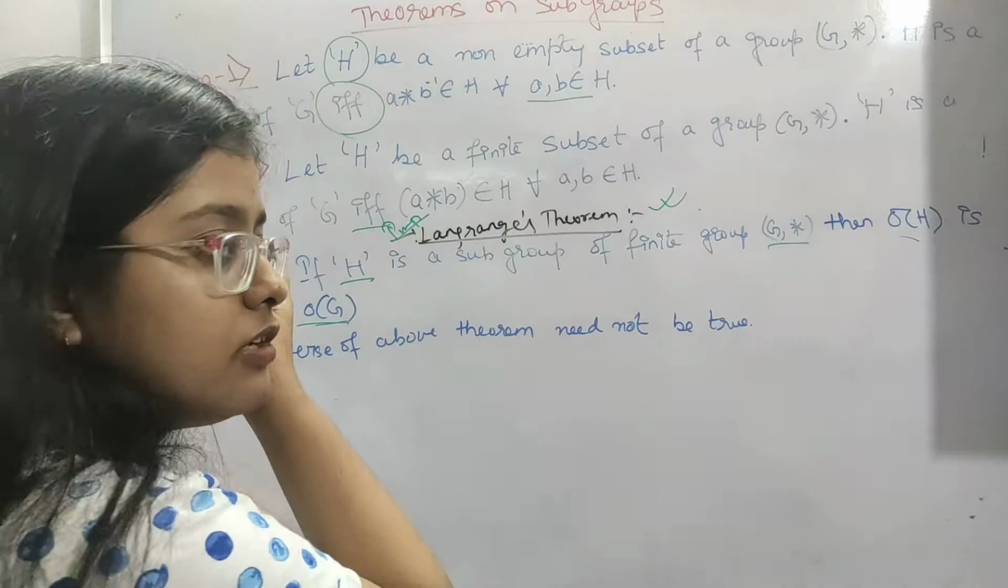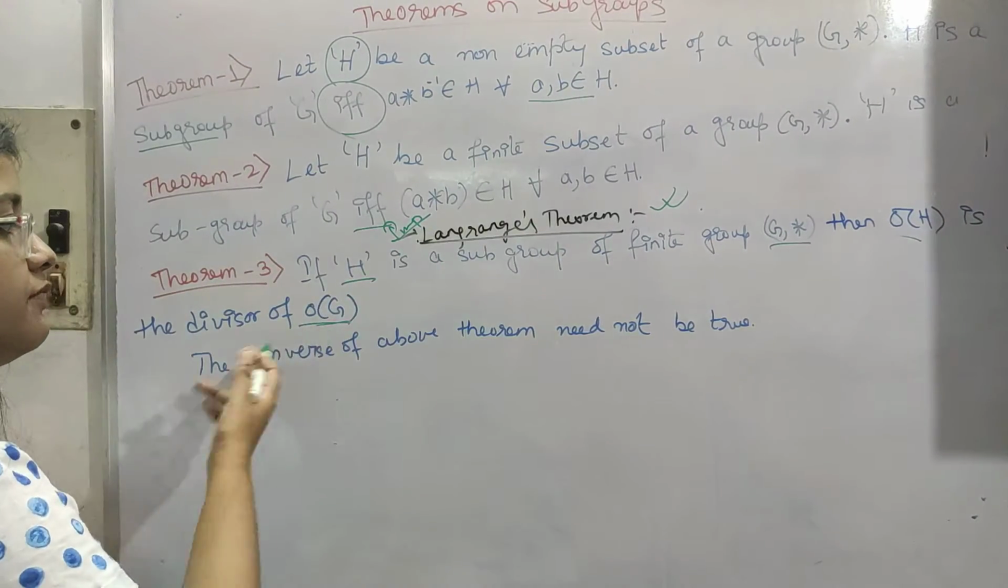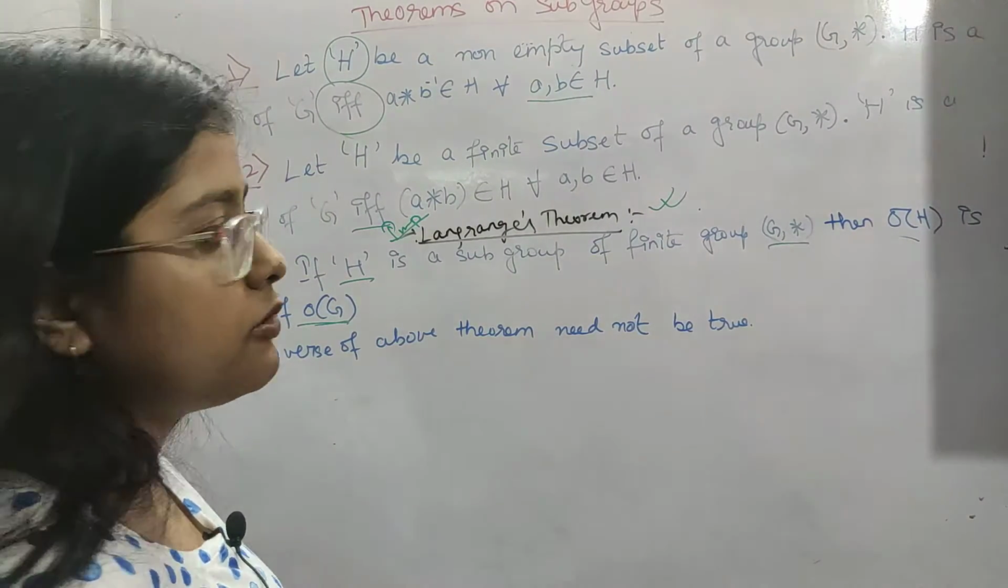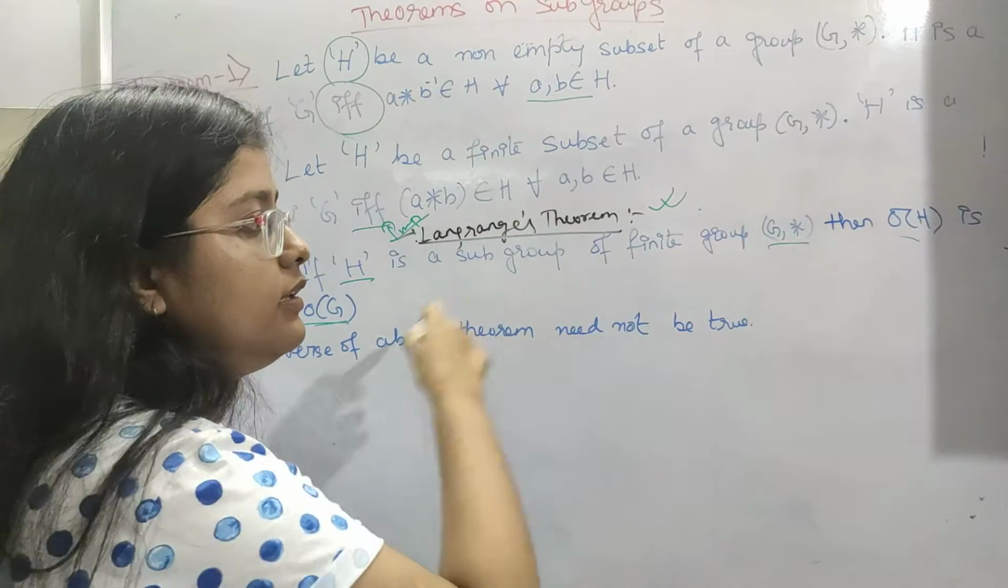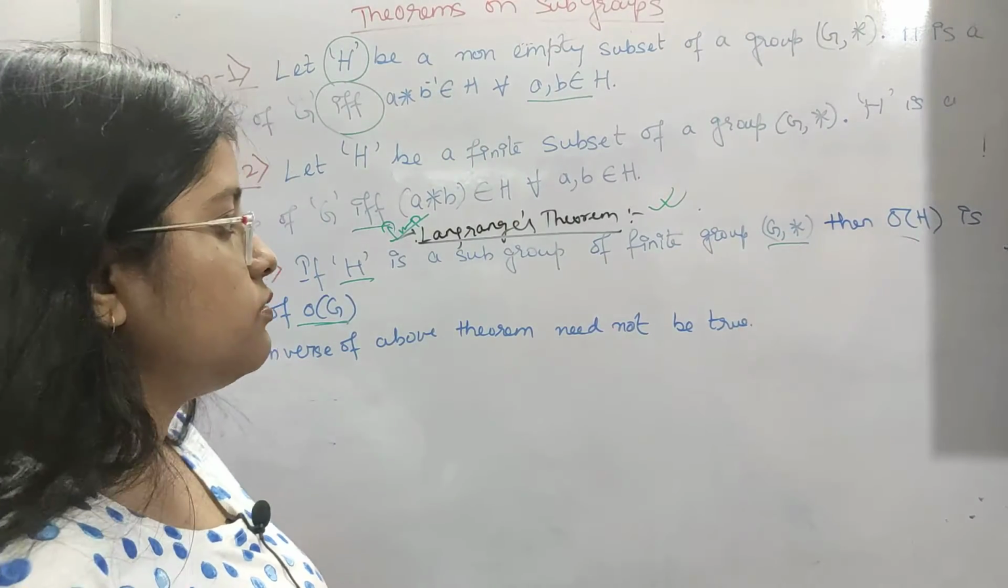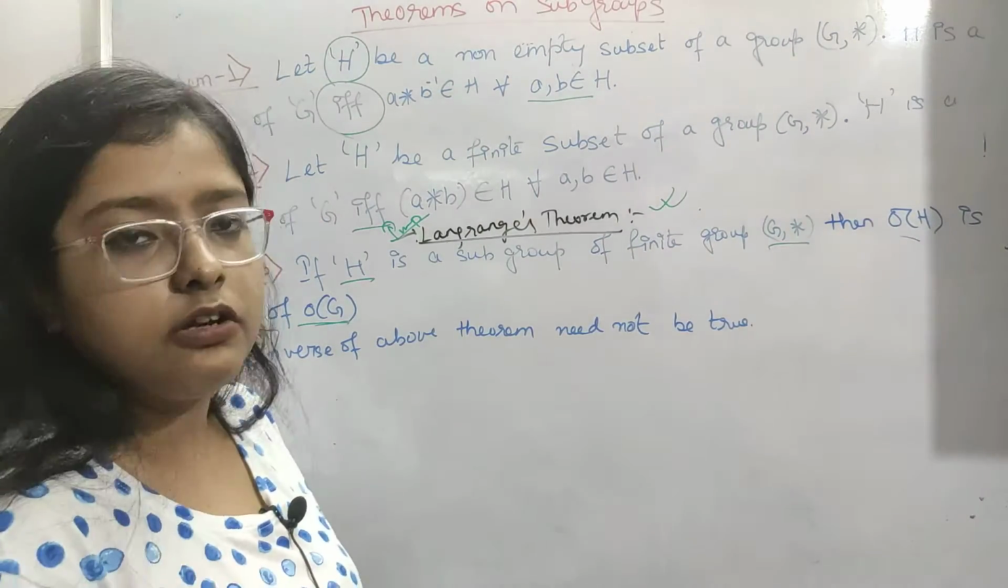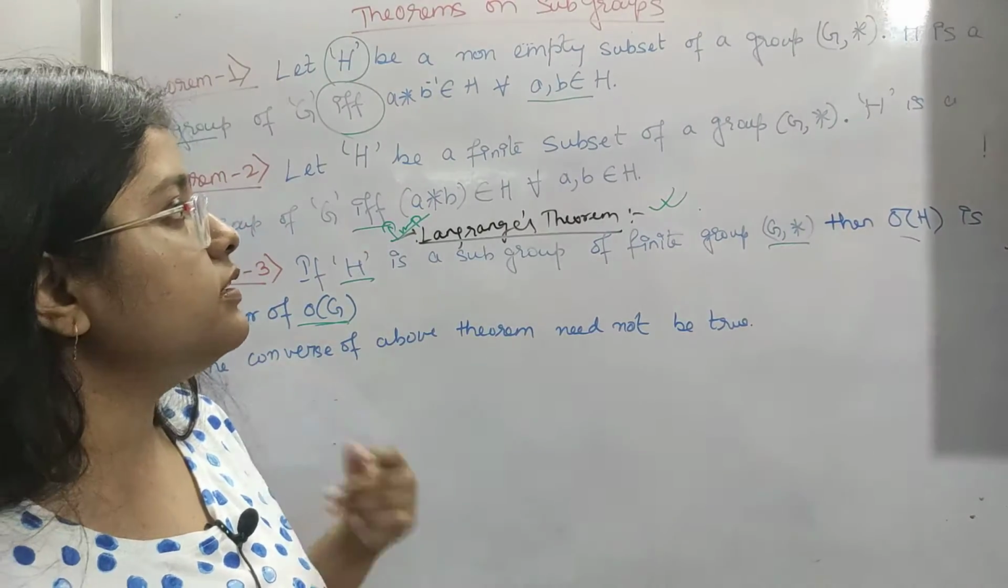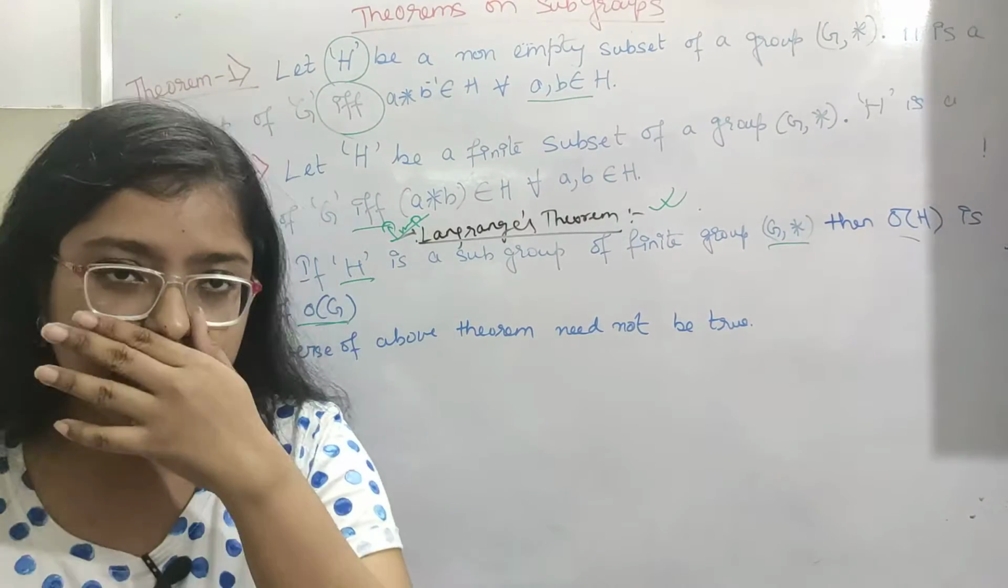Okay, so the converse need not be true, meaning that if the order of H is a divisor of the order of G, H may not be a subgroup. Okay, so if it is a subgroup, then this is possible, but the converse may not be true. Okay, so now let's see cyclic groups and then we will continue with questions.